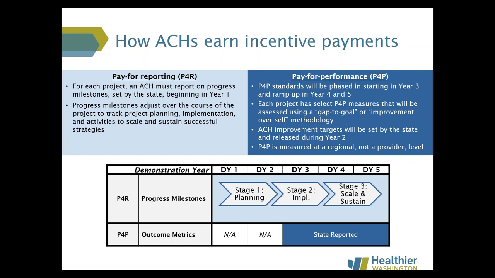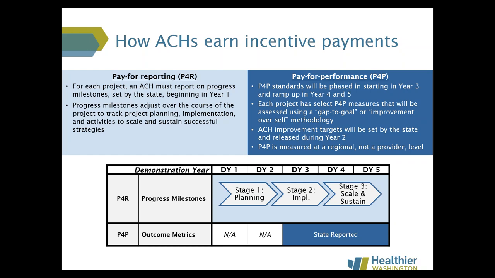So again, this is an incentive program, not a grant, which means that ACHs earn dollars by demonstrating completion of project milestones, reporting on project implementation status, and demonstrating progress toward improvement targets for project metrics over the 5-year demonstration period. So when we talk about the pay for reporting milestones that are seen here in the lighter blue box on the left at the top of the slide, these are reporting incentives that are earned by the ACHs twice a year, beginning next year, based on submission of a semi-annual report that includes information on regional achievement of progress milestones, and other information related to project implementation status.